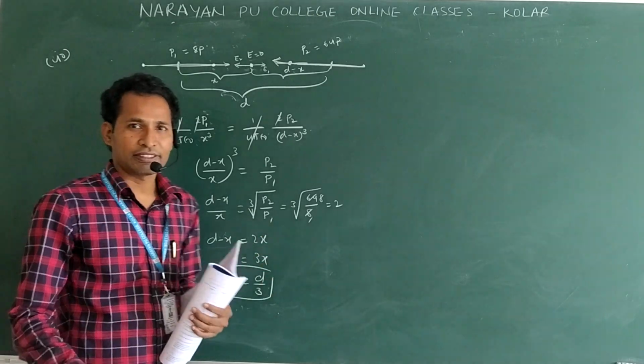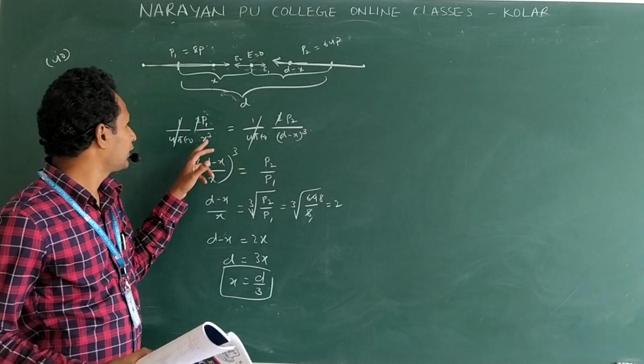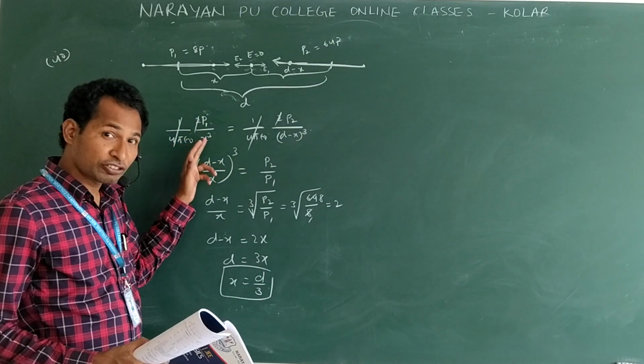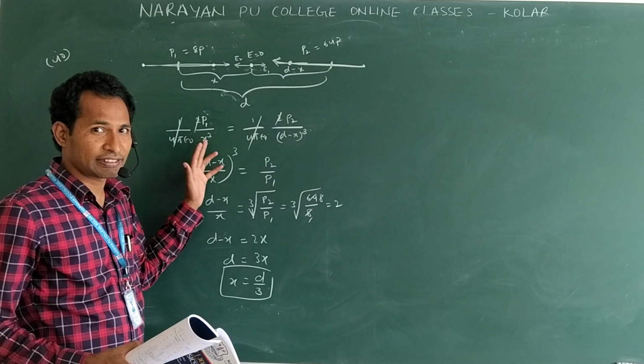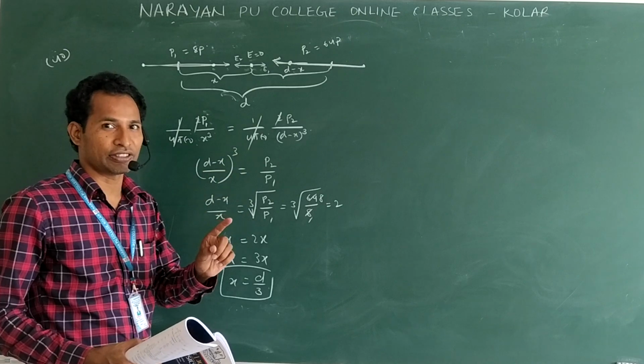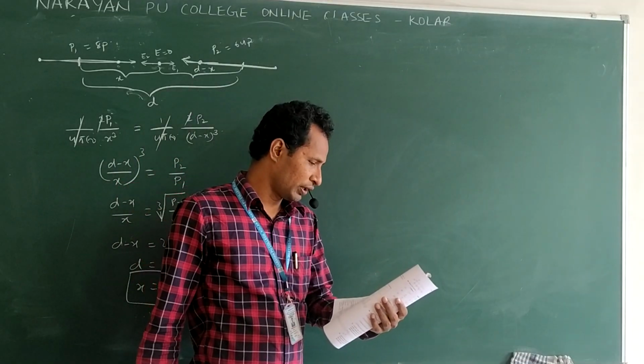And important: in the previous problem, I have taken p cos theta by x square. So you make it correct, that is not x square, it is x cube. Previous problem, please note this point. Clear? Come to question 41.